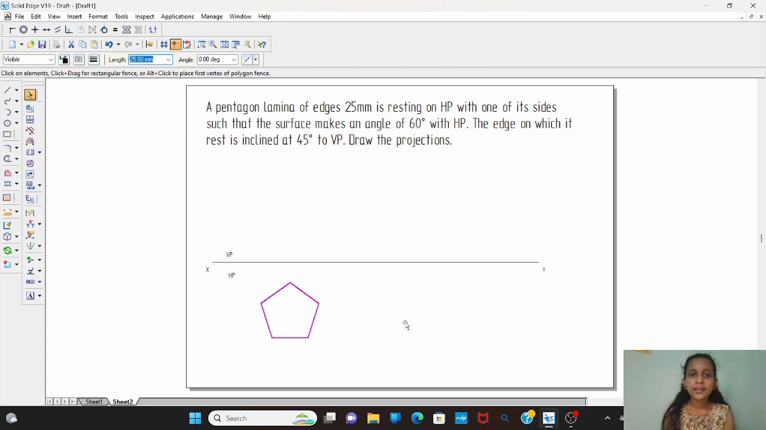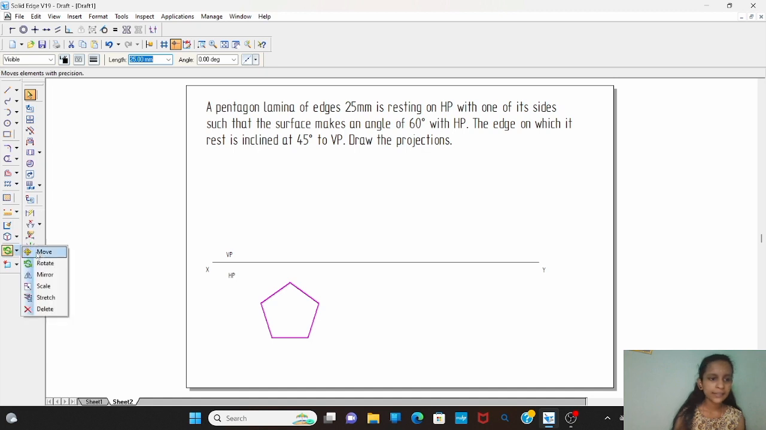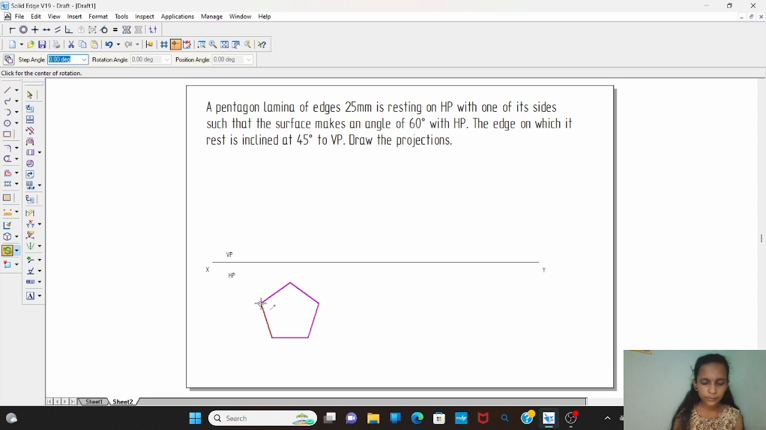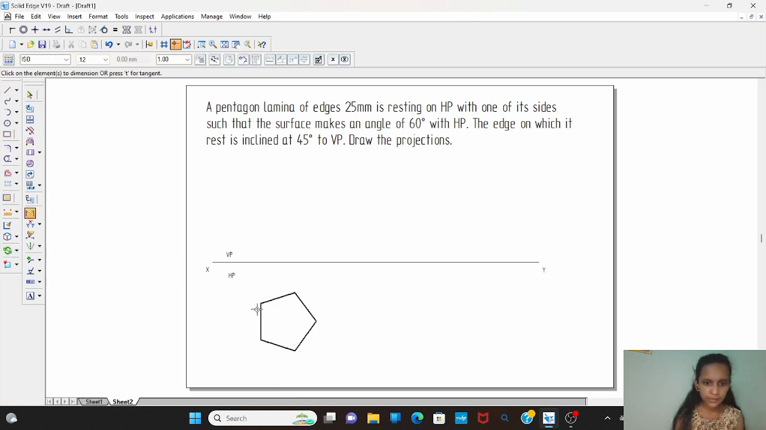The given condition is a pentagon lamina of edges 25 mm is resting on HP. HP means it will lie below the XY line with one of its sides. They have said that the side is resting. It means it is the edge condition. Select the entire pentagon and select the rotate option. Select one of its entire edge and rotate it. Move to smart dimension, measure any one of its sides. It should be of 25 mm.